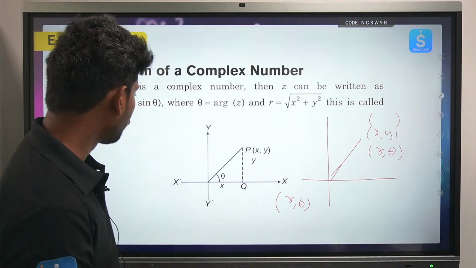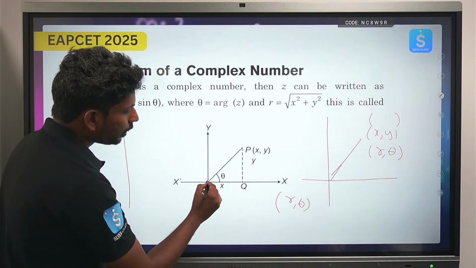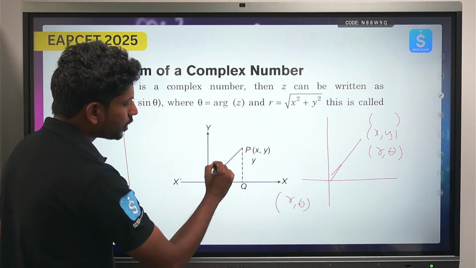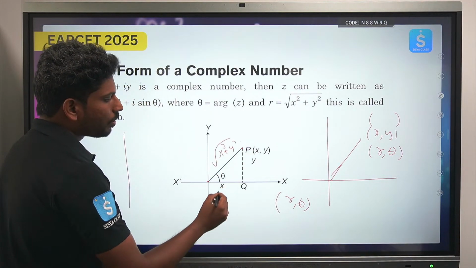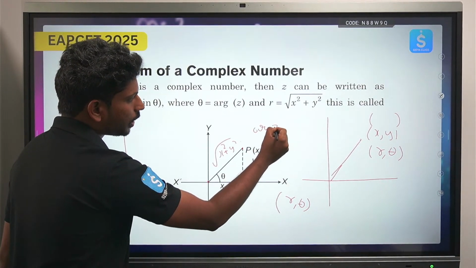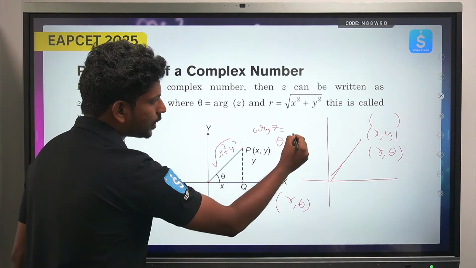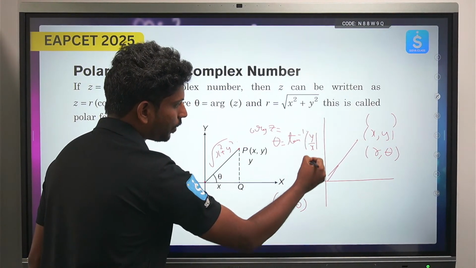So how do we find it? Okay, suppose I have a point x comma y here. Now can you find the distance from the origin? This is nothing but the square root of x squared plus y squared, right? Now can you find the angle of inclination, that is the argument of z, right? Can you do that? That is nothing but theta equals tan inverse of y by x, right? In fact the modulus of y by x, right?